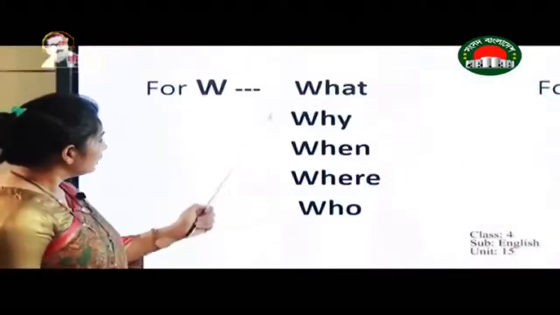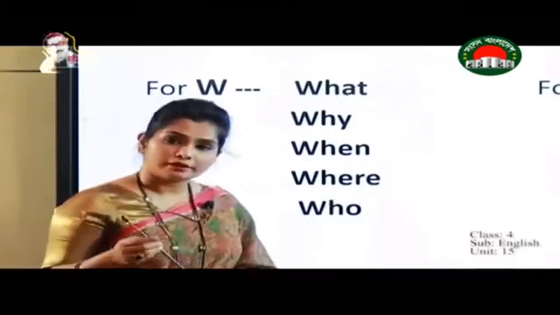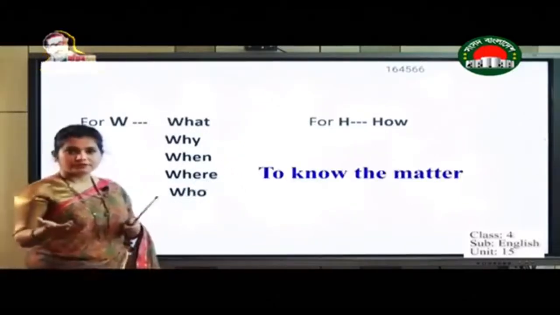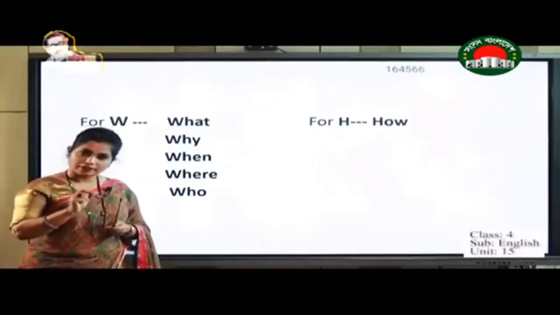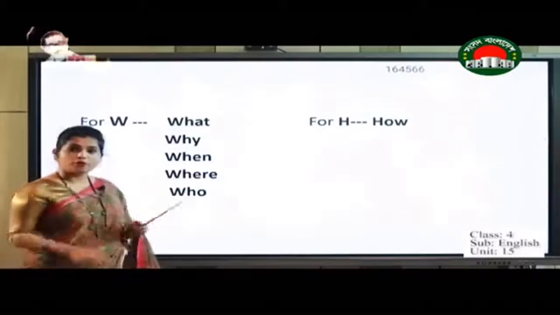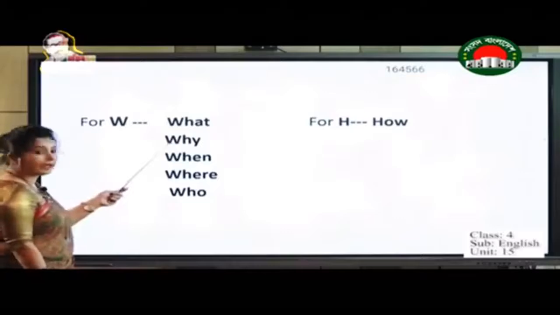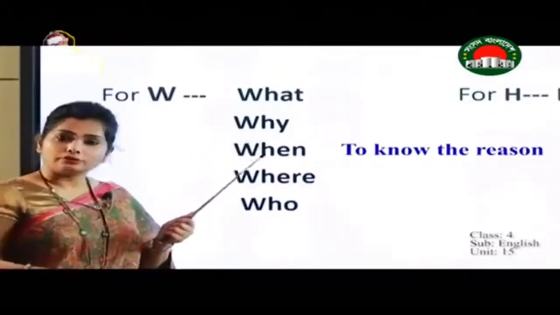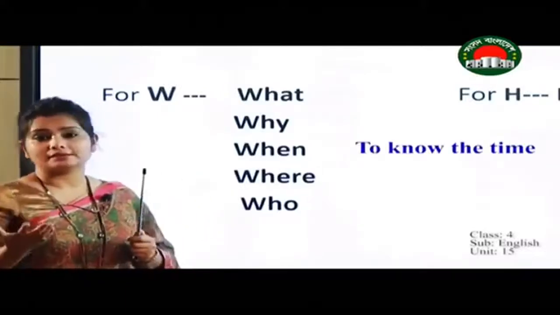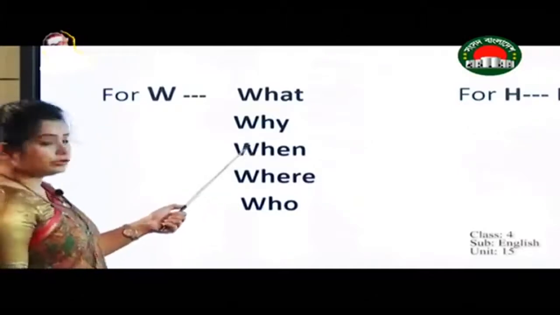Okay, dear students, do you know when or why to use these words? আমি বলতে চাচ্ছি, তোমরা কি জানো কোন কোন ওয়ার্ডগুলো কোথায় কোথায় বসবে এবং এগুলোর মানে কি? চলো একটু জেনে নিই। We use what to know the matter or to identify some object. Why, we use why to know the reason. Then comes when, it means we want to know the time when the incident happened. When we use for time, okay?